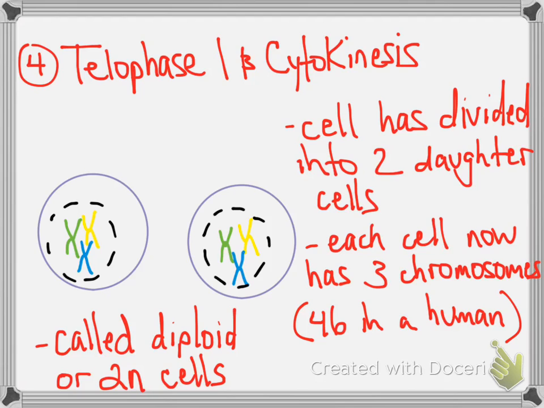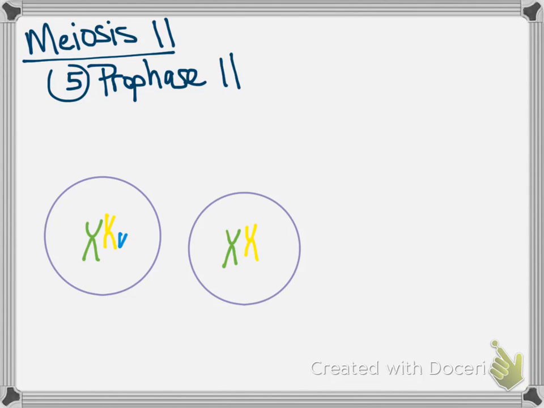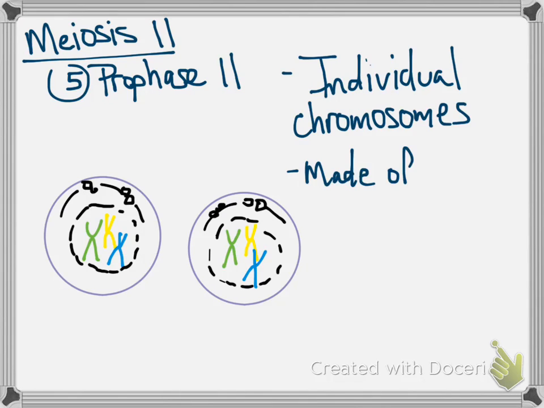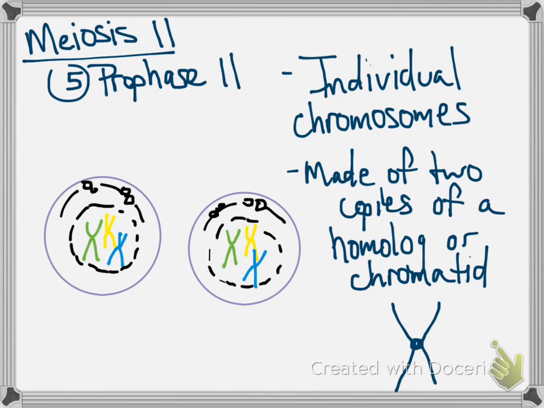So now we move on to meiosis 2. And we start right up again with prophase 2. Our nuclear membrane disappears again, and the individual chromosomes are getting ready to move and to line up.